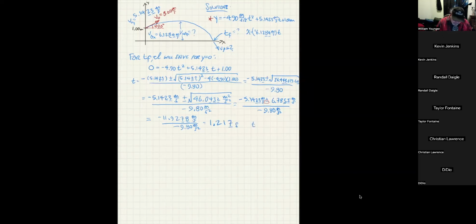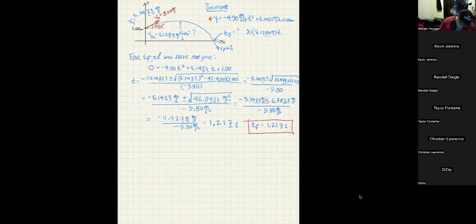So TF should be about 1.217 seconds. That's how long it's in the air. That was one of the questions we were asked. That was the only question, really, the problem I gave asked. But I said, hey, we should be able to do other problems too. So let's, for instance, figure out what is the max height.